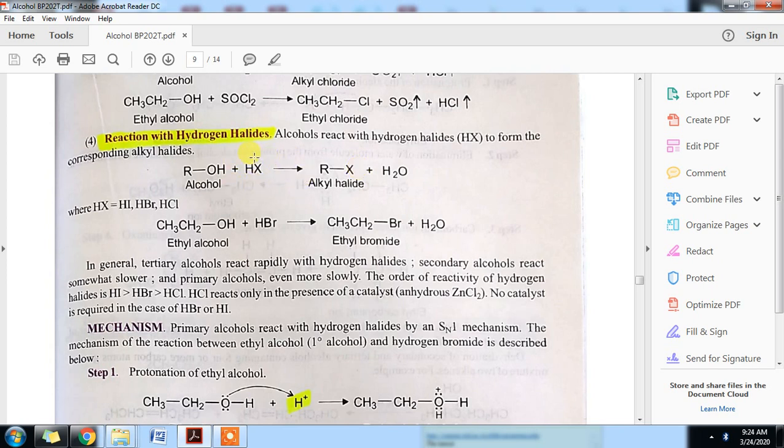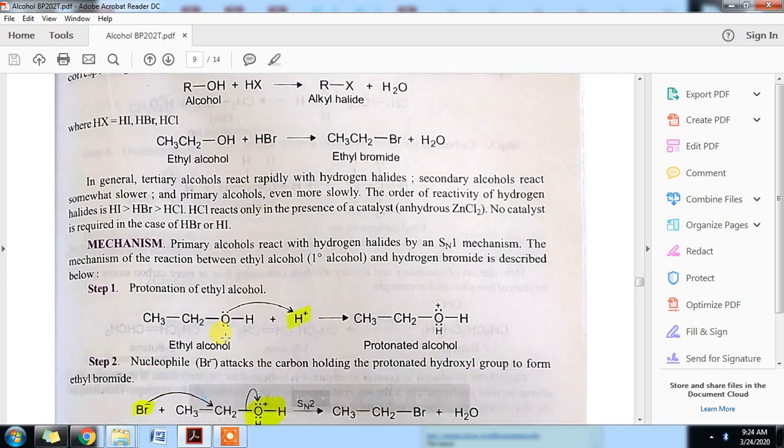So when they hydrolyze, they are going to give H plus and X minus. That's why they are a little acidic in nature. When you treat alcohol with HX, any kind of compound like HBr, what happens now? The H positive is going to be attracted by the lone pair of the oxygen, and it forms water now.